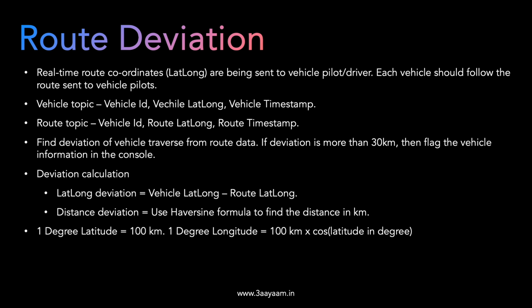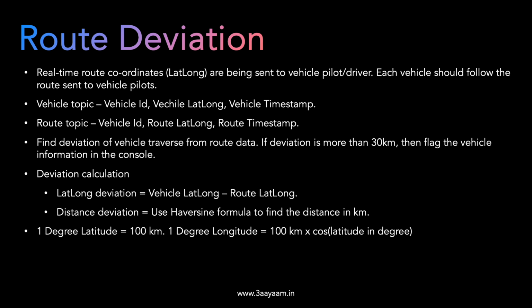Once you get the difference in degrees, you'll have to find out the distance deviation, and here you'll have to use the Haversine formula again to find the distance in kilometer. So if you have already implemented the Haversine formula using a Python function in the previous use case, use the same, or I would recommend that you create a module in Python to implement the Haversine formula. And then if the distance deviation is more than 30 kilometers, then you flag that in the console. Only then you flag in the console.